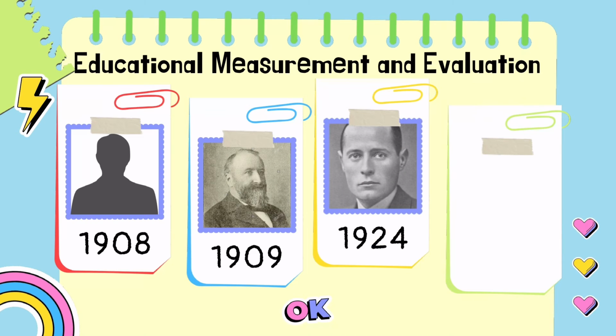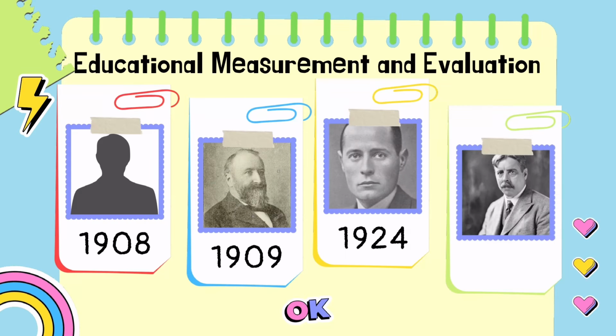1924, William A. McCall published his pioneer book dealing with test adaptation. 1940, Thorndike wrote the first book on educational measurement, and is regarded as the father of educational measurement.